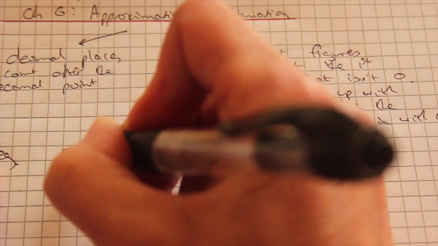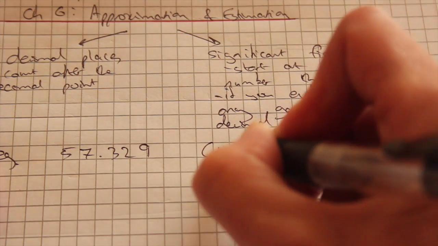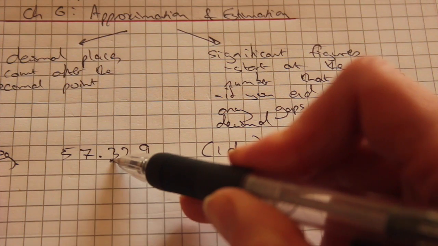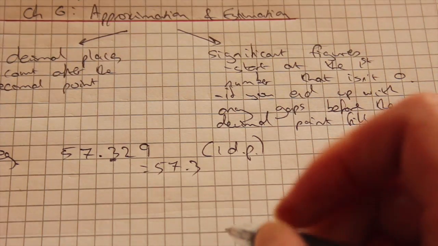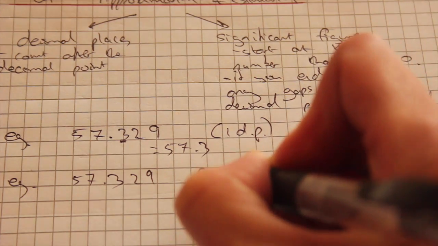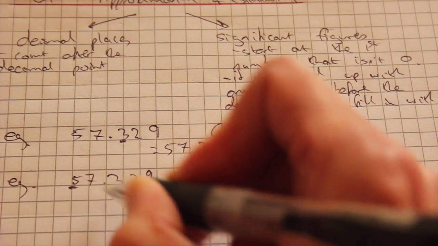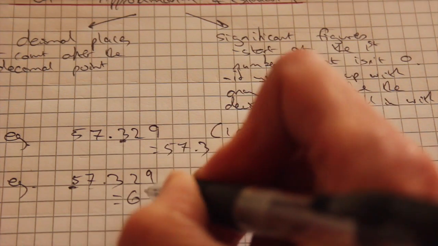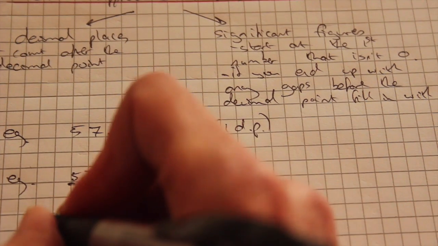If I had 57.329 and I wanted that to one decimal place, I would go with the decimal point. There's your decimal place there. The 2 doesn't change it, so you'd write that as 57.3. If I wanted the same number to one significant figure, I would start counting at the very first number that isn't zero. The 7 changes that up to a 6. I'm left with a gap before the decimal point, so I must fill it up with a 0. Now, a wee rule of thumb is both those answers should be roughly the same.